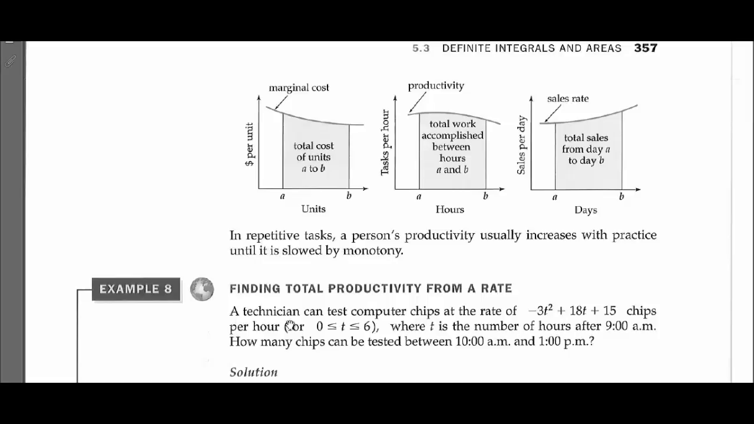So let's look at this example. A technician can test computer chips at a rate of -3t squared plus 18t plus 15 chips per hour. T is the number of hours after 9. How many chips can be tested between 10 and 1? Alright, so let me do this one for you by hand.